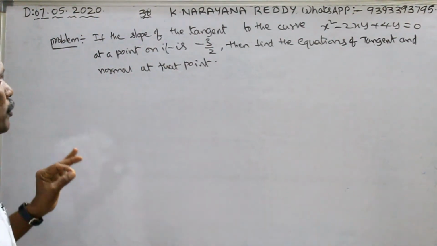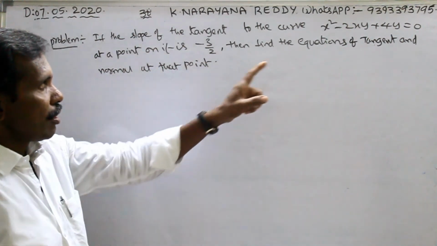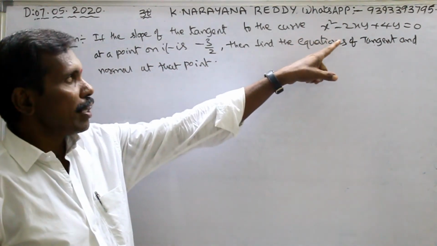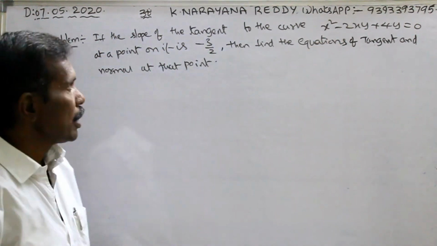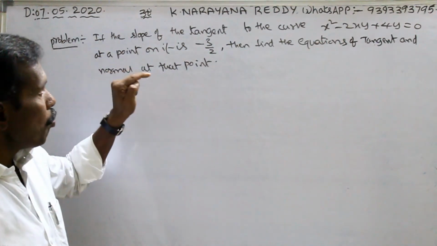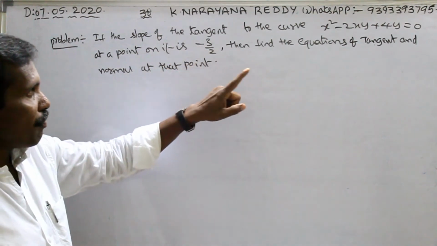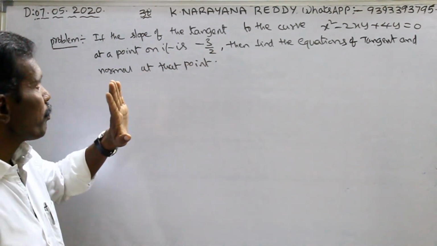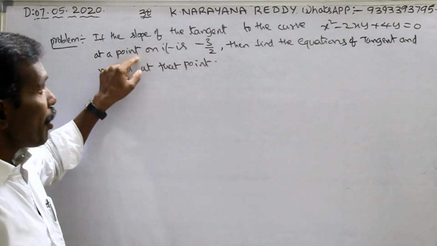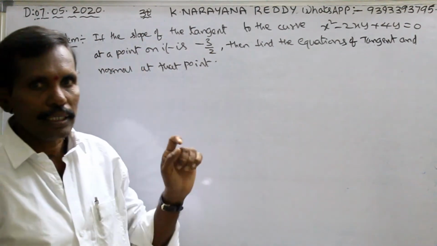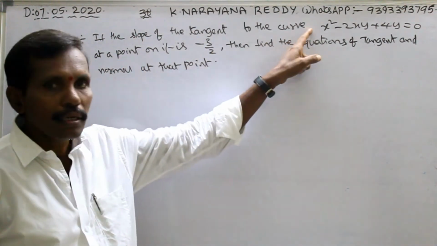Please observe carefully. The given curve is x squared minus 2x plus 4y equals 0, and the slope of the tangent is minus 3 by 2. We want the equations of tangent and normal. Now, at a point, which point? The point is (x, y). Consider (x, y) on that curve.